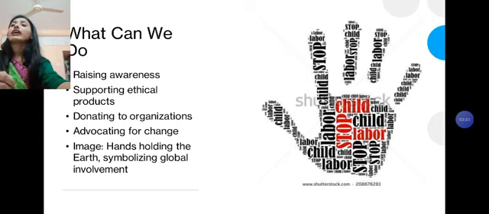First of all, raising awareness is a must. Second, supporting ethical products. And third, donating to organizations advocating for change. In this image, we can see a hand holding the earth, symbolizing global involvement. We have to stop child labor.